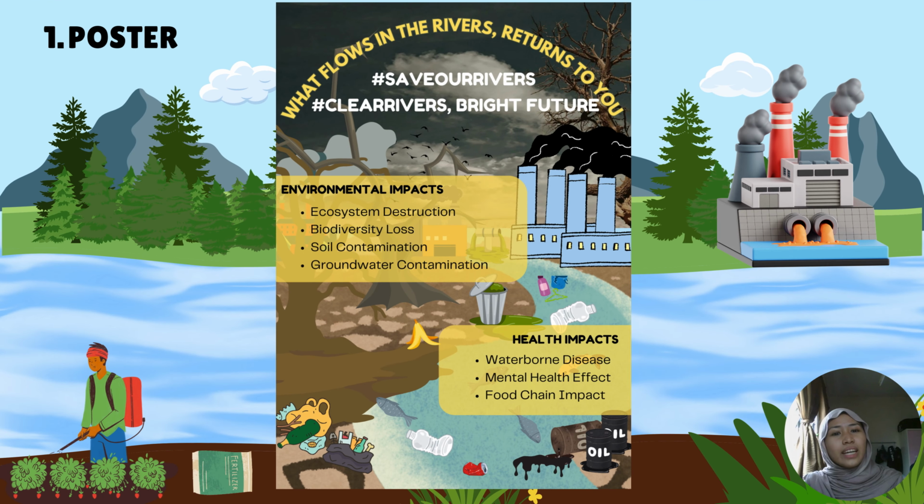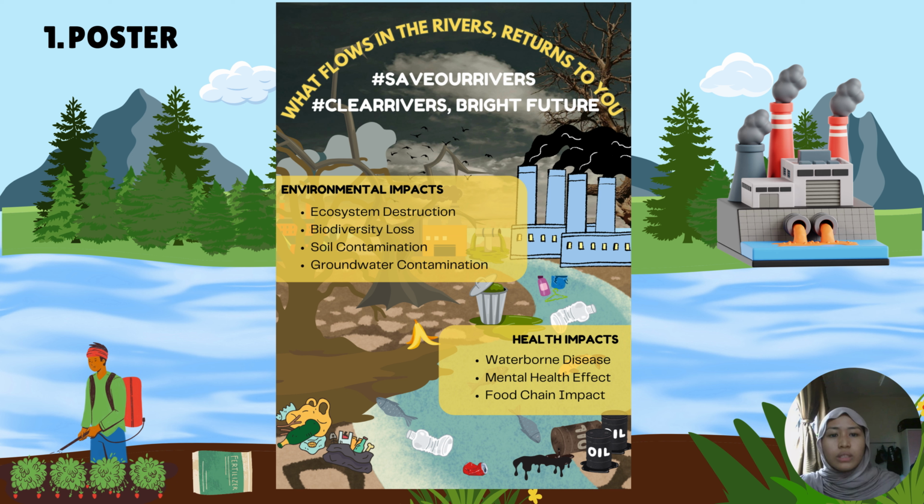So here, I showcase the core message of our campaign with this impactful poster. It highlights the pressing issue of river pollution and its far-reaching consequences. The tagline, "What flows in the rivers returns to us," emphasizes the interconnectedness of our actions and the environment. The hashtags Save Our Rivers and Clean Rivers for Bright Future aim to create a unified call for action on social media, encouraging widespread participation.